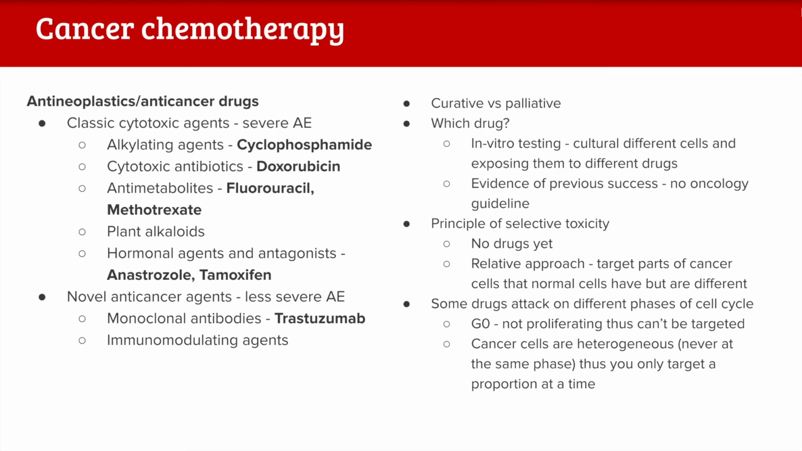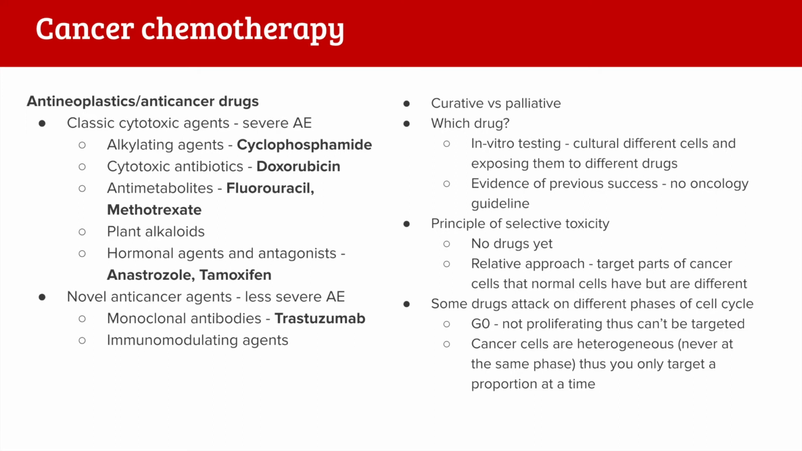So I guess we should be familiar with this by now with all the pharm stuff, but we're always trying to target as specifically as we can. So of course we only want to target the cancer cells. We don't want to target our normal cells. So we try and find differences between our normal cells and the cancer cells, just to try and harm our body as little as possible. But so far there's no drugs yet that can do this. Instead we use a relative approach where we target parts of cancer cells that our normal cells still have but are different.